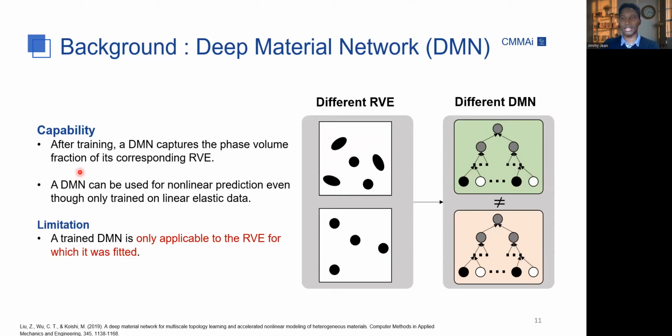And as mentioned in the previous slide, DMNs can be used for nonlinear prediction, even though they are only trained on linear data, because they have the physics embedded in them. Some limitations of DMNs are that they are applicable only to the RVE on which they were trained. For example, if we have two different RVEs, then we have to generate two different DMNs, one for each of them.